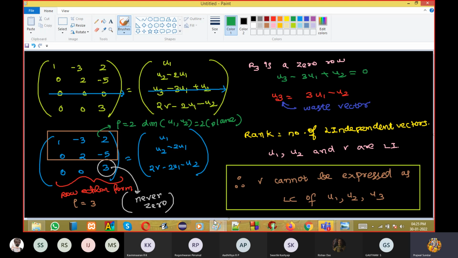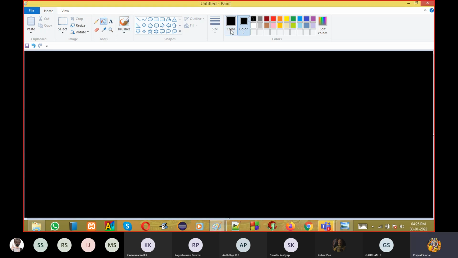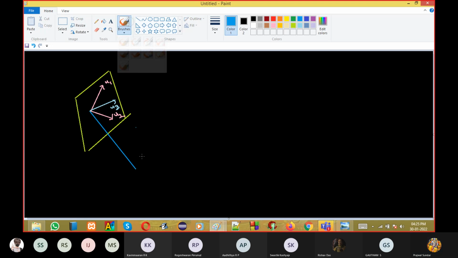If you want to understand this geometrically, look at this carefully. You're having a plane, and you're having 2 vectors on the plane, something like this. You're having U1 and you're having U2. U3 is on the plane itself, somewhere here. But the W vector is something like this. This is the plane. The W vector is out of the plane.